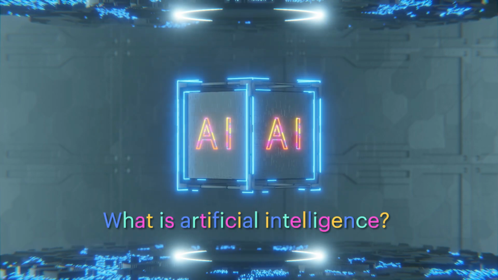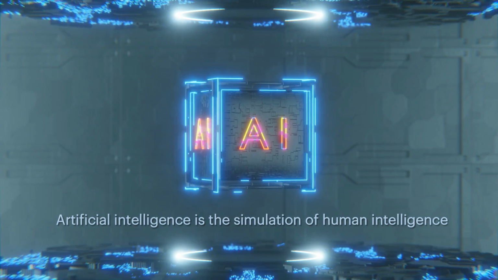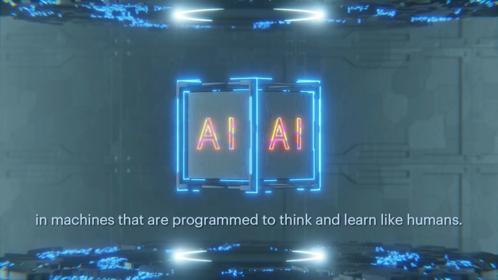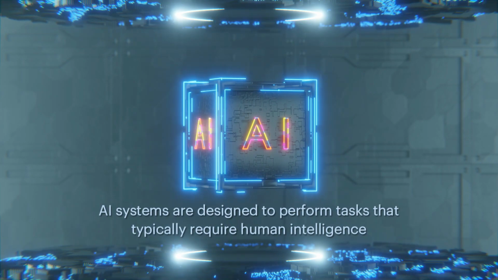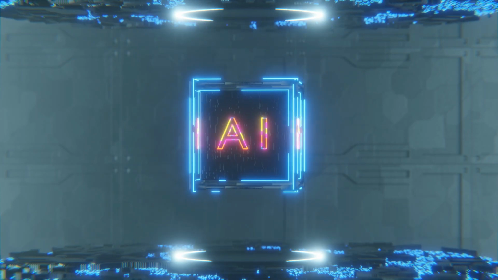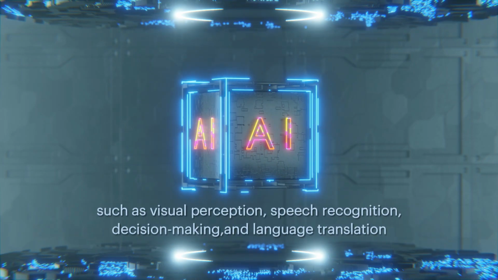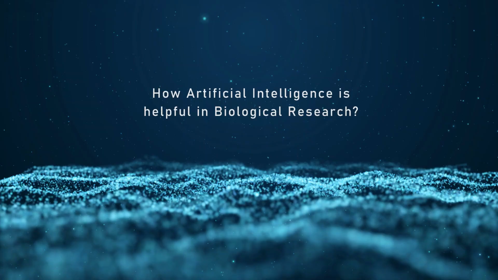What is artificial intelligence? Artificial intelligence is the simulation of human intelligence in machines that are programmed to think and learn like humans. AI systems are designed to perform tasks that typically require human intelligence, such as visual perception, speech recognition, decision-making, and language translation.